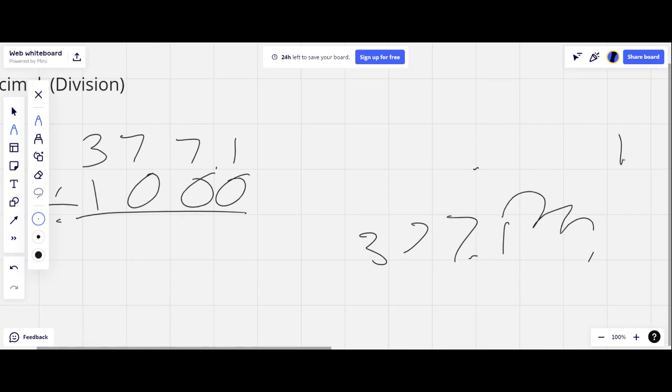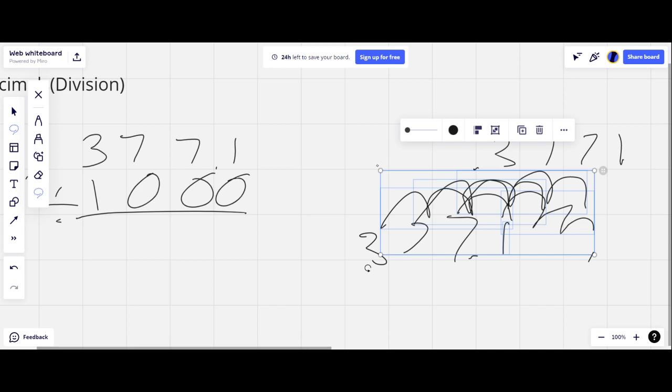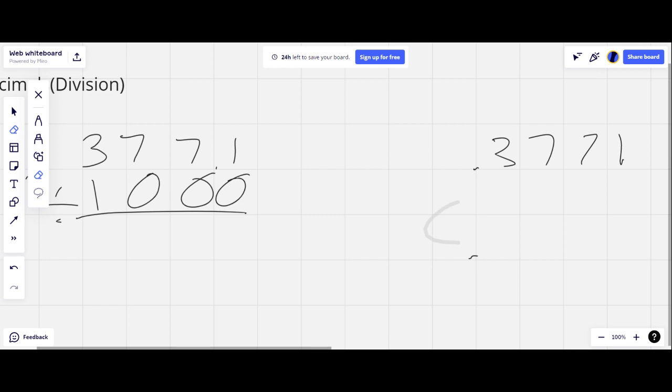So 1 goes here. Then 7 goes here. Because 1, 2, 3. When you're doing these questions, don't actually make these humps. They'll just really confuse you and it might even make you get the wrong answer when you actually need it. So because we've got a decimal point and all the numbers are after it, we need a placeholder 0. I'm pretty sure all of you know what a placeholder 0 is.